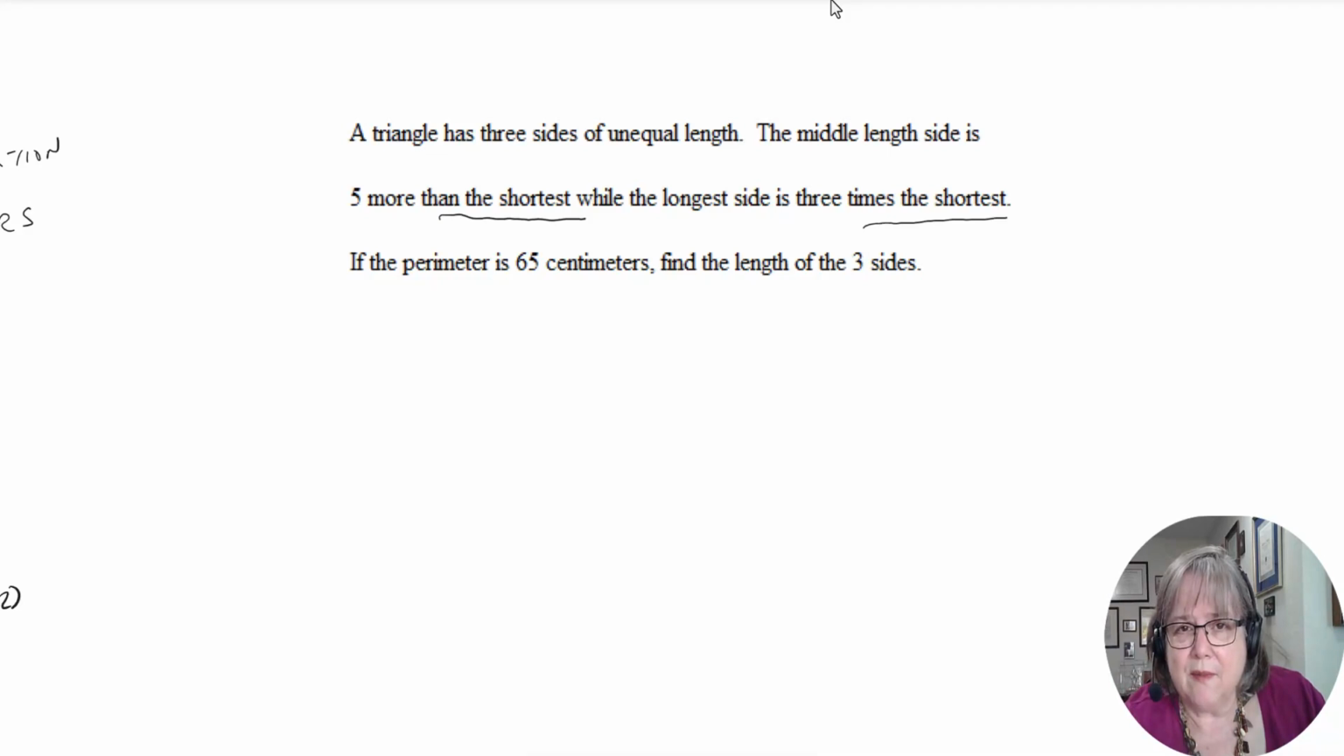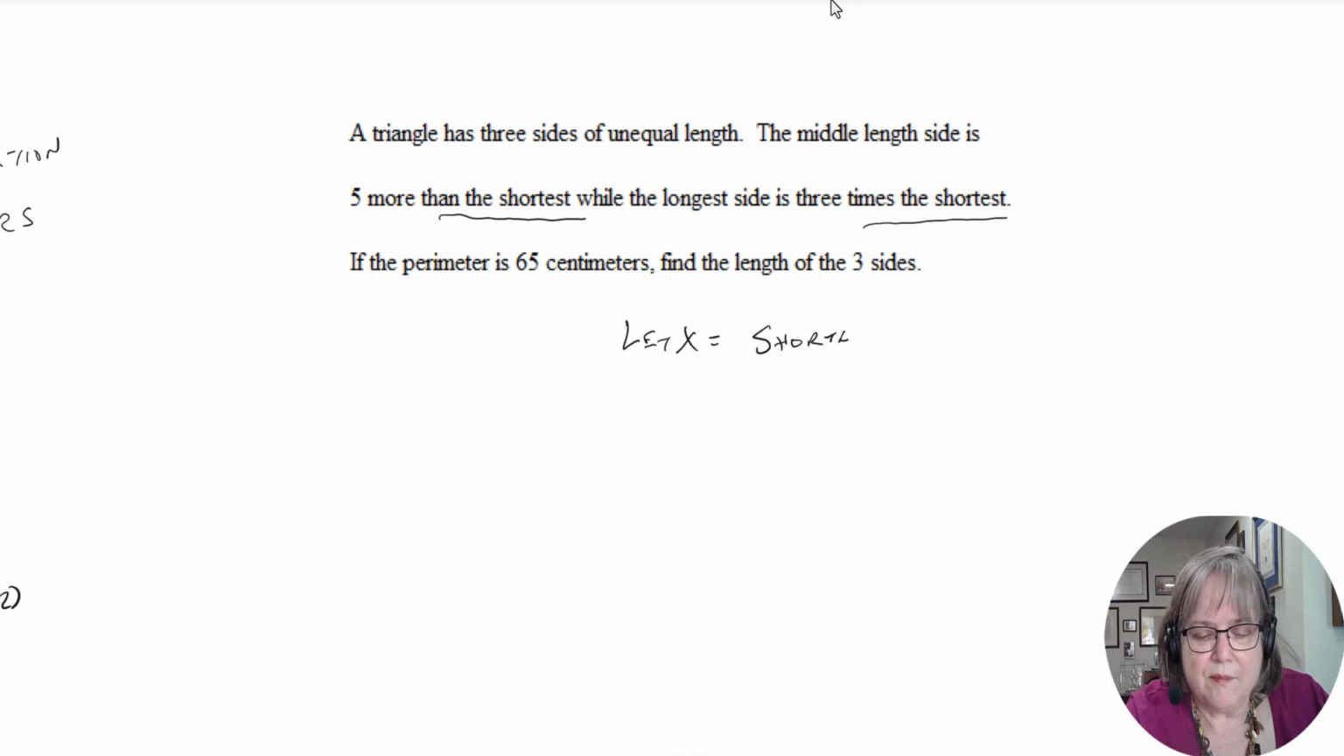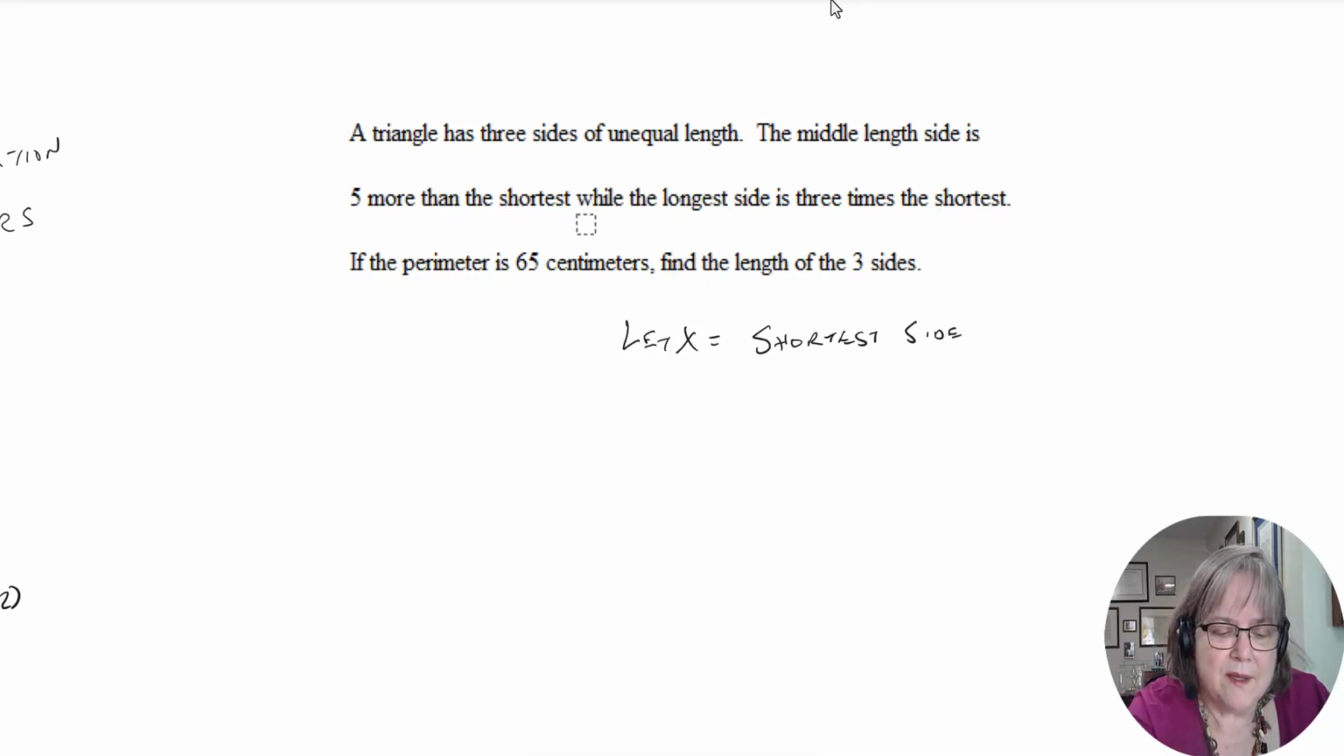That's x. All right? So let x be the shortest side. So what you compare to is x. Right? So now, every time I see the shortest, here's the shortest, this would be x. And here's the shortest, and this would be x. And let's read it again.